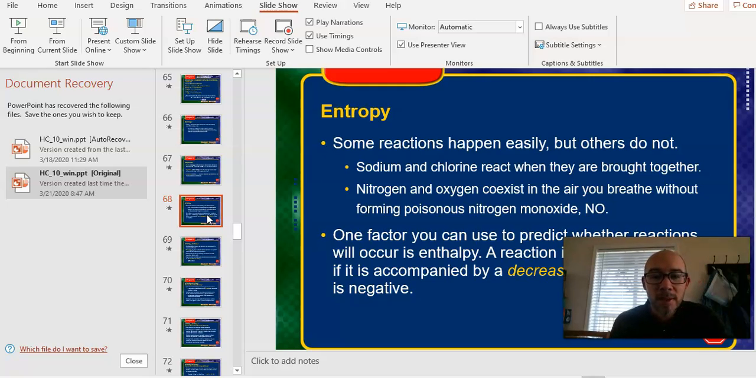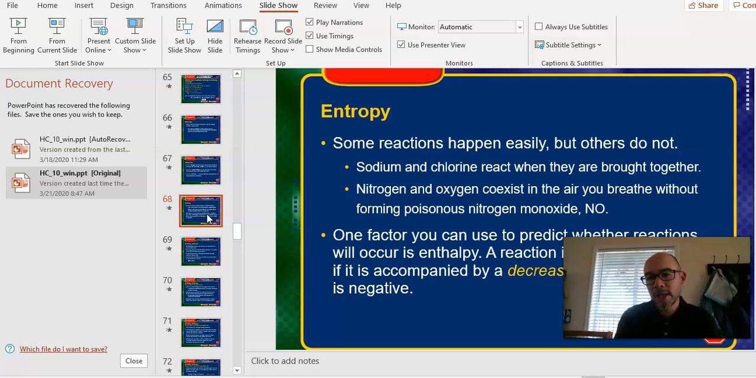Some reactions happen easily, but others don't. If you bring sodium and chlorine together, they will react. But nitrogen and oxygen hang out in the air together and they don't react. You need special conditions for them to react to form nitrogen monoxide. So one of the factors that we use to determine whether a reaction is going to happen right away, or whether you have to do stuff to it, like raise the temperature or stir it up or break it up into pieces or turn it into gas, is to see if there's a decrease in enthalpy, or delta H, if that is negative.